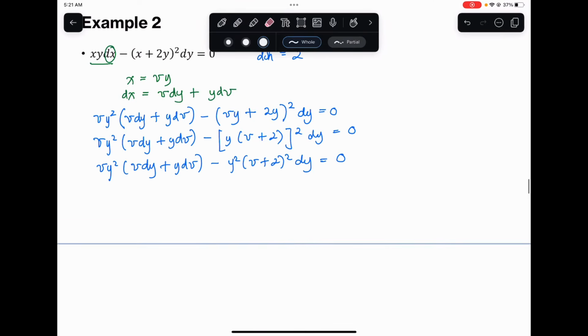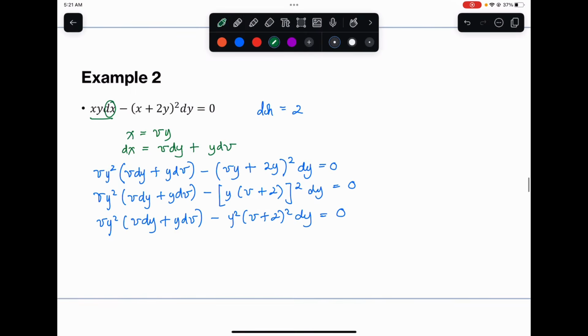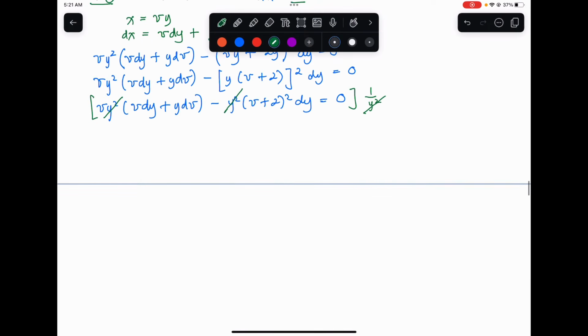Since our degree of homogeneity is 2, we can see that we can multiply everything by 1 over y squared. So y squared, y squared, y squared will be cancelled out. That's leaving us to have this one. So v times v dy, we'll have v squared dy, and then v times y dv, that would be plus vy dv.